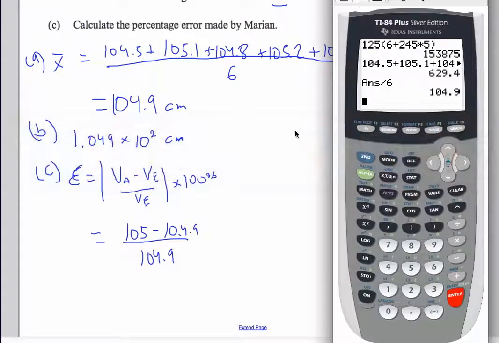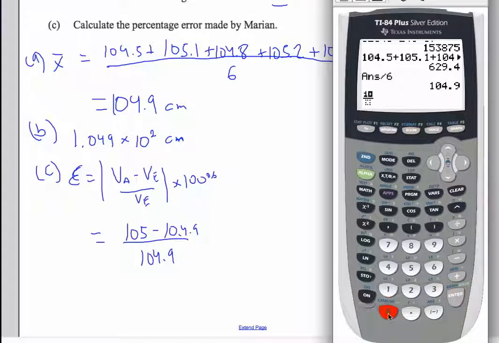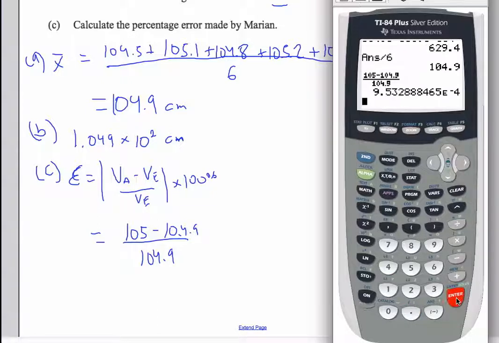So the best thing to do on the graphing calculator for these types of questions is probably to use the alpha y equals fraction feature. And in the numerator, we've got 105 minus 104.9 divided by 104.9. Okay, I did that. And in this case, actually, we get a very, very tiny number in scientific notation. I suppose you could actually write this out in scientific notation. And these bars here mean the absolute value. It means make it positive. This is already a positive number.